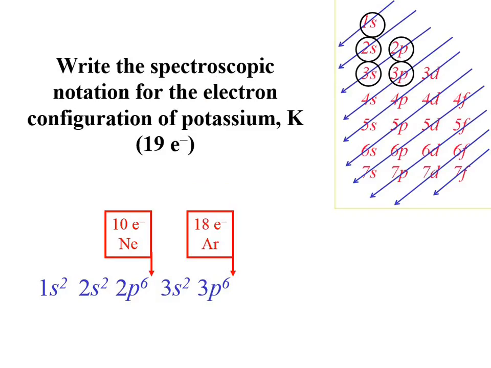So now where do we go? 4s. Very good. And this is where sometimes students want to go to 3d, but it's not. It's got a higher n plus l value. So 4s, and 4s2. I'm liking it. Oh, why isn't it 4s2? Because you're only putting 1 electron. Very good. We only needed 19 electrons.